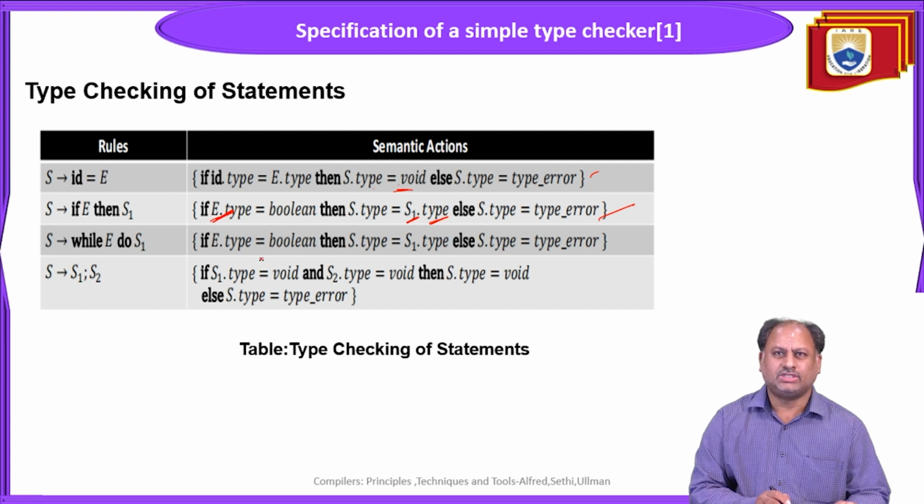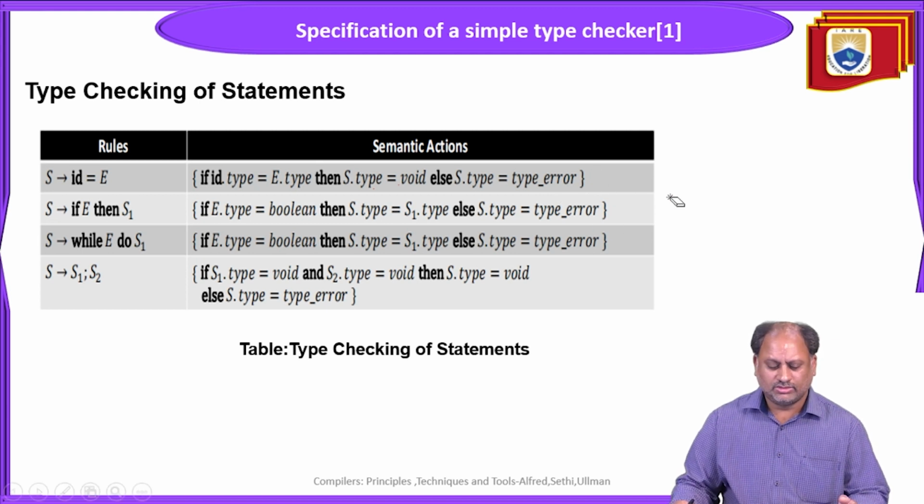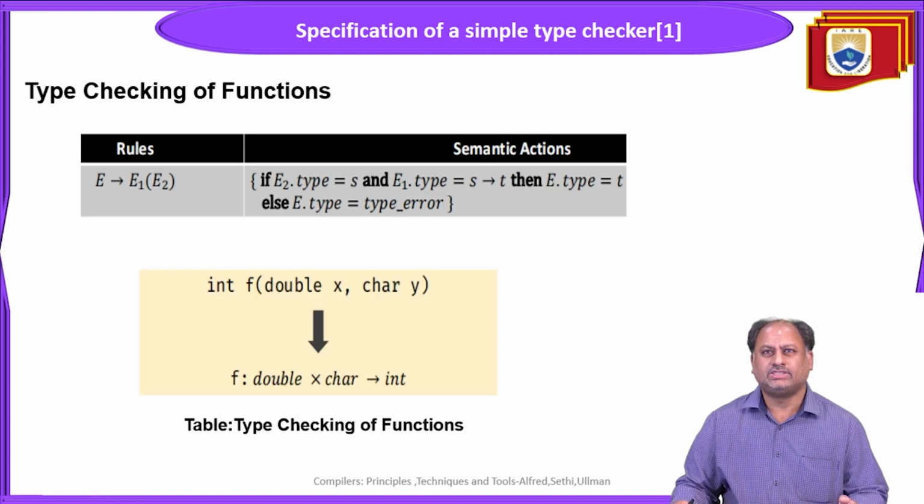Then the while control structure. Here the expression E.type is to be evaluated. Based on that, S1.type is to be executed repeatedly until the condition fails, else errors may occur. So like this we are going to write semantic actions for each of the following rules and the corresponding actions. Functions we can also define.